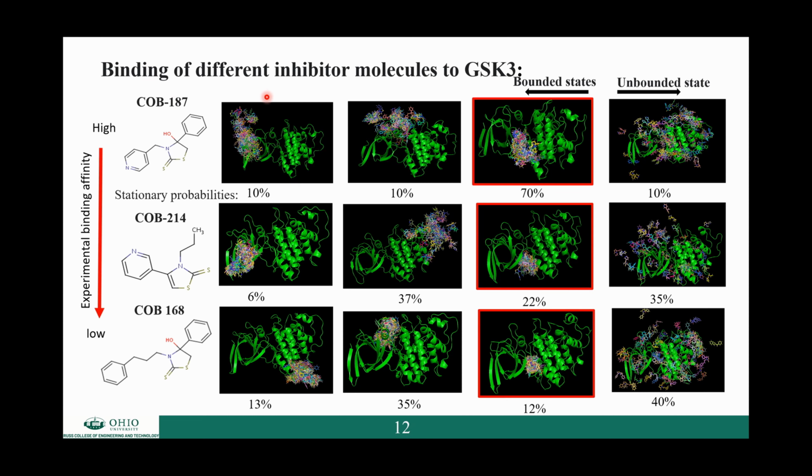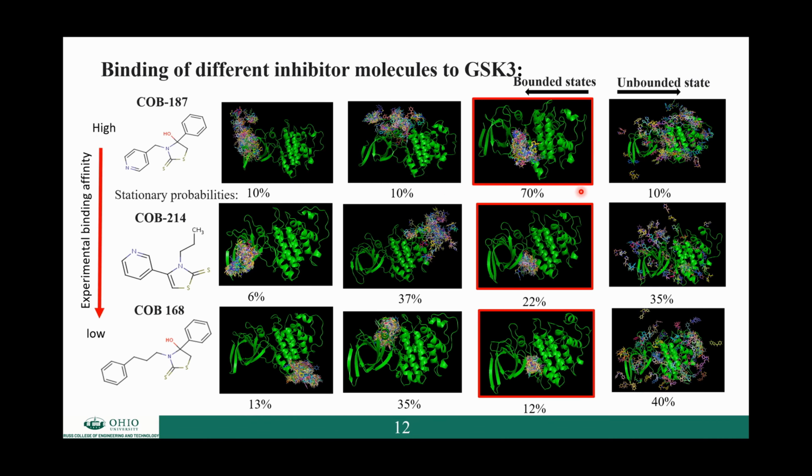Since we didn't have any experimental result for binding to IRF3, we began by testing the Markov state model on the protein GSK3, which is glycogen synthase kinase 3, for which we do have experimental results. As you can see, our experimental result shows that COP187 has a higher binding affinity than COP214, and COP214 has a higher binding affinity compared to COP168.